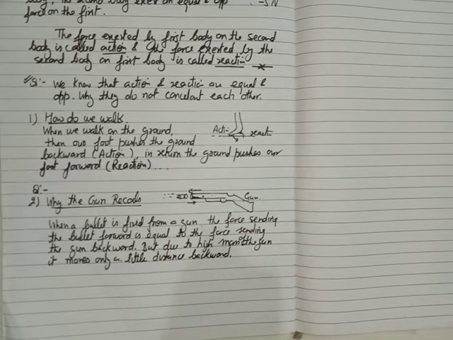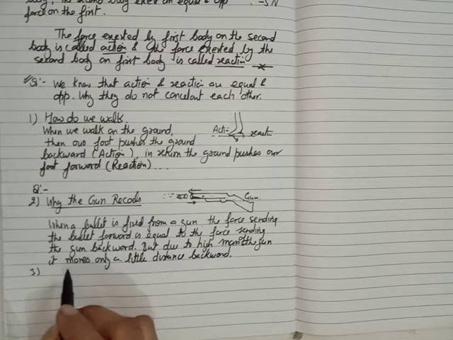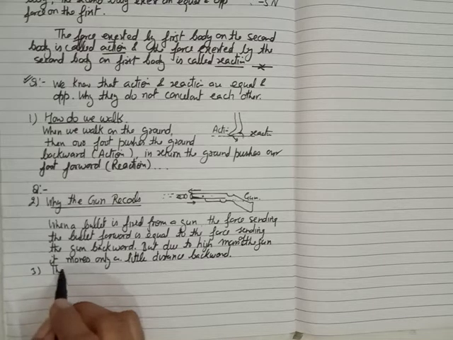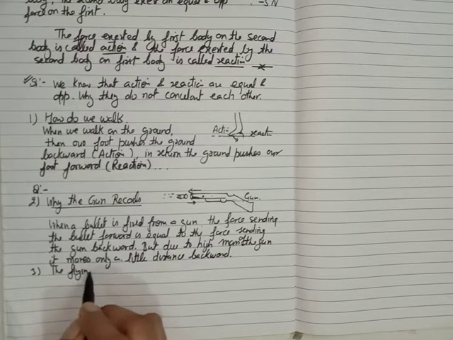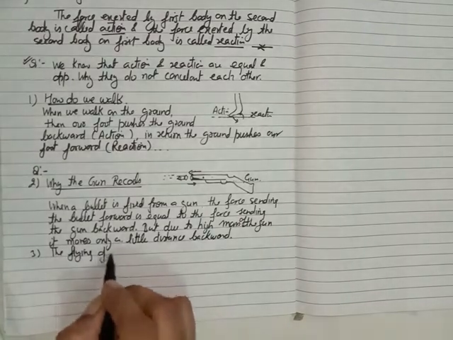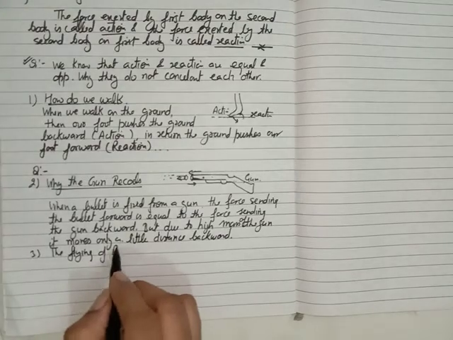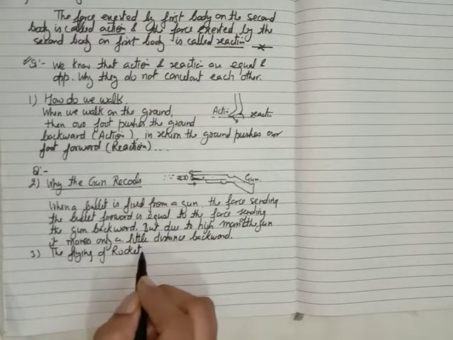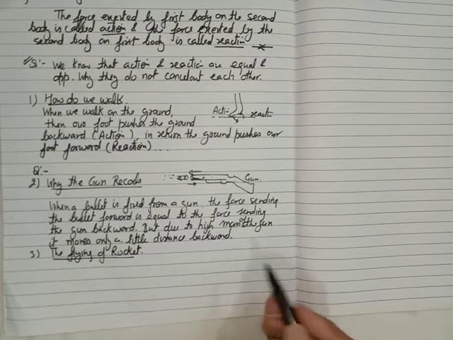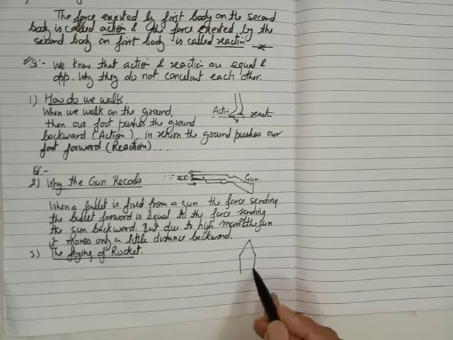Okay, now more examples of Newton's third law. Next one, about the flying of a jet plane or rocket. First, you should understand, in case of a rocket, what happens. Suppose this is a rocket.